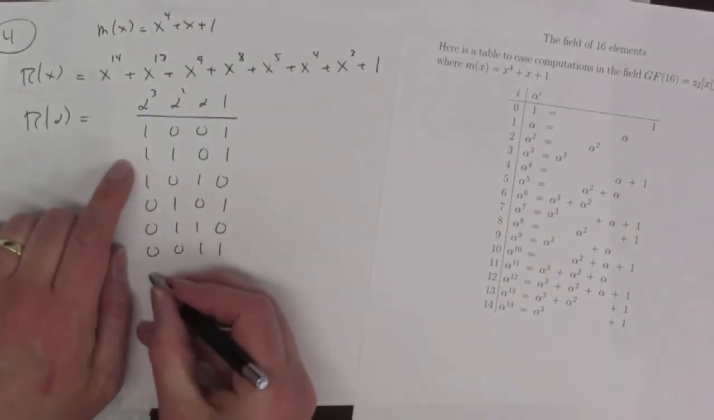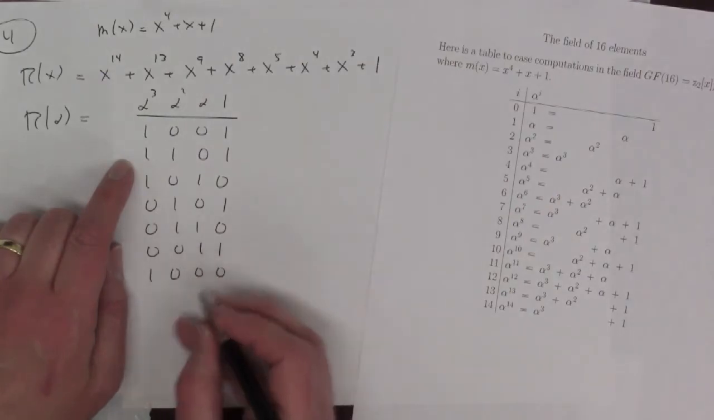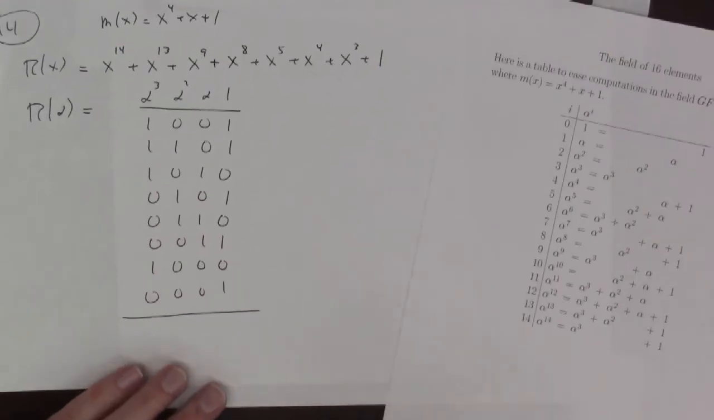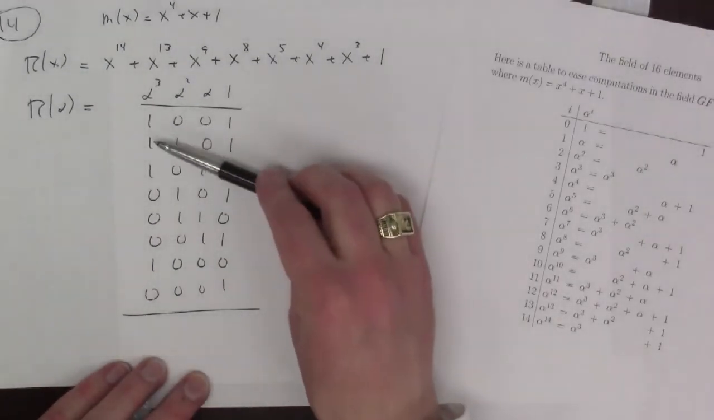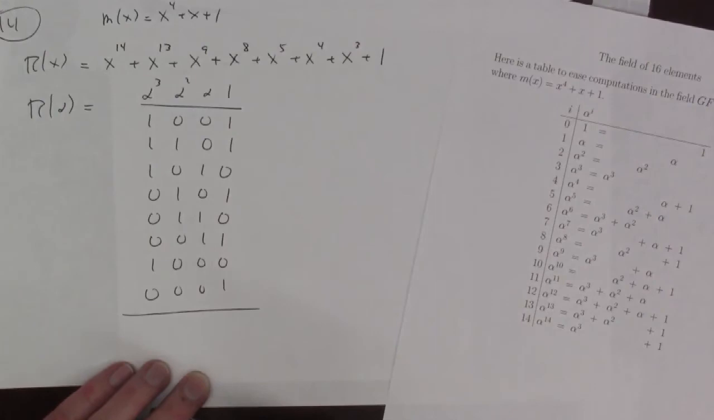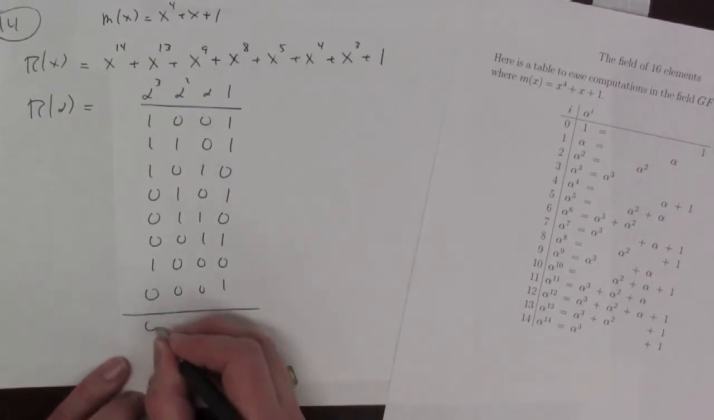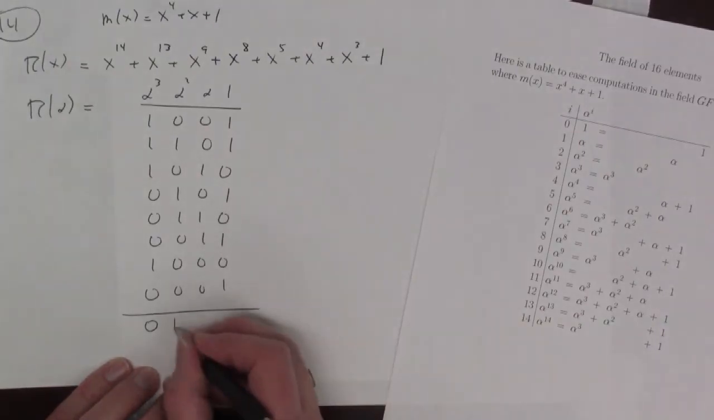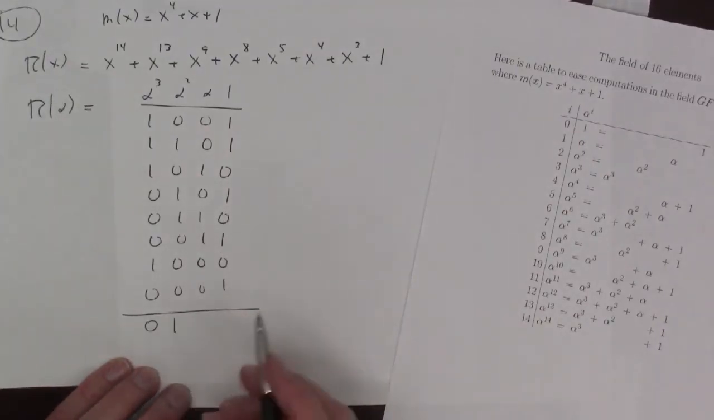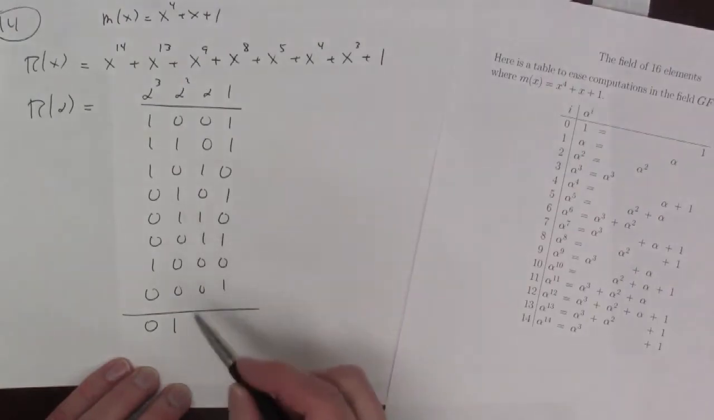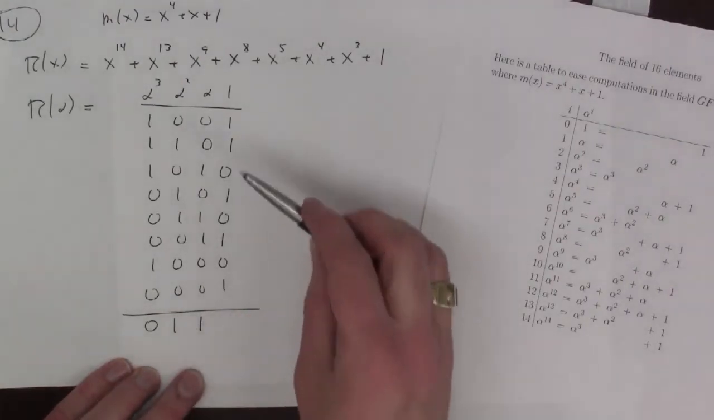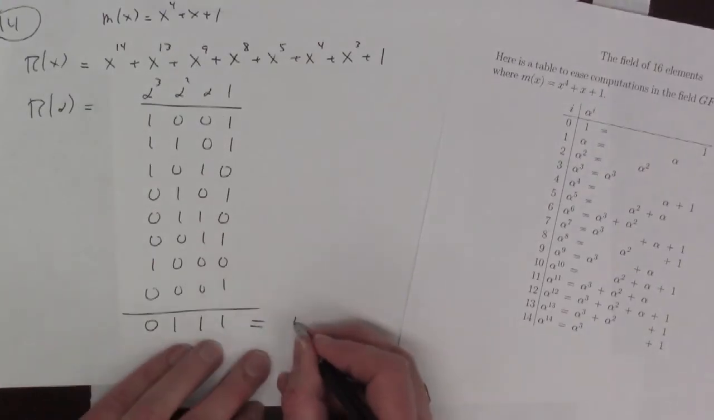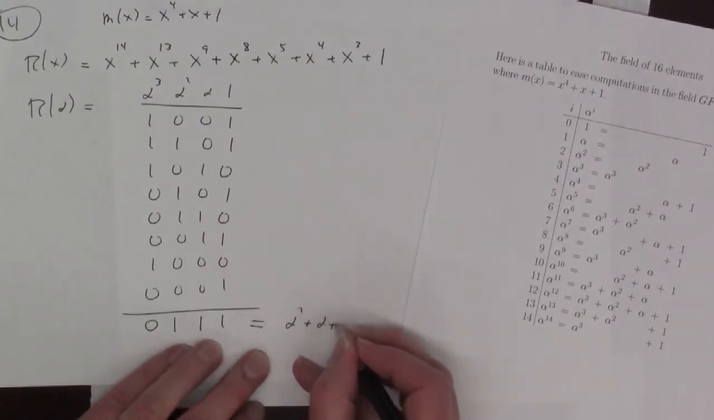Alpha cubed, and then 1. Let's add this up. 1 plus 1 plus 1 plus 1 is 4, 0. 1 plus 1 plus 1 is 1. I think it's 1, 2. I love 1, 2. You can love it also. 1. 1 plus 1 plus 1 plus 1 plus 1 is another 1. This is alpha squared plus alpha plus 1.